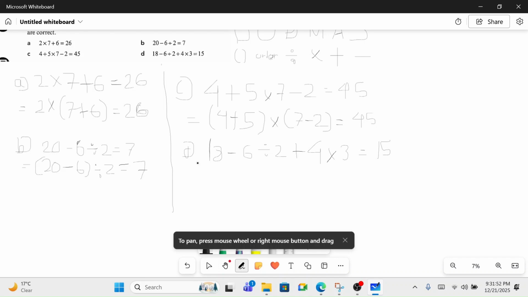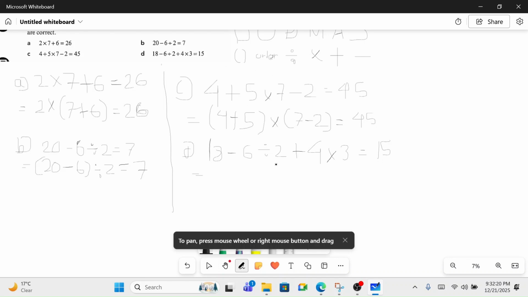Okay? So here we have to figure out how it's 15. So like previous, if you did 18 minus 6 divided by 2 plus 4 times 3, okay? It would give us an answer that's completely different, not matching. So here's why we should place brackets.